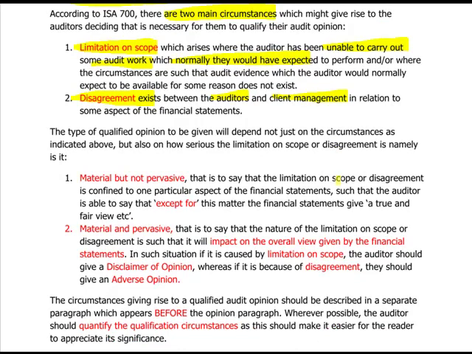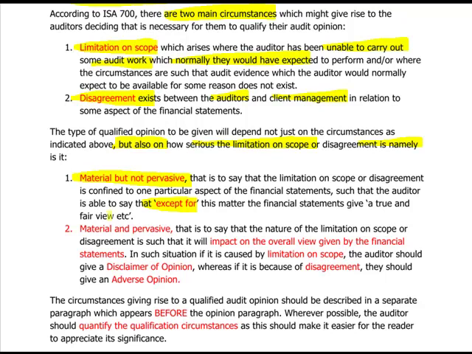Now, the type of qualified opinion to be given will depend not just on the circumstances, as indicated above, but also on how serious the limitation on scope or disagreement is, namely is it material but not pervasive? Pervasive means it's throughout the whole accounts, it's fundamental to the whole accounts. What you therefore give is an except for opinion.